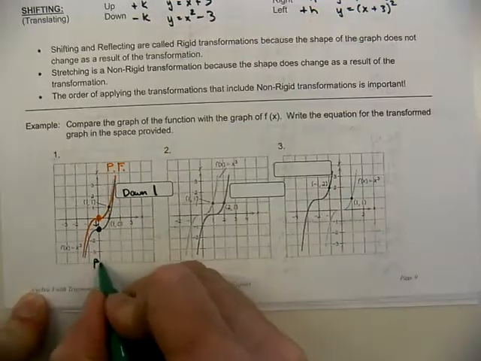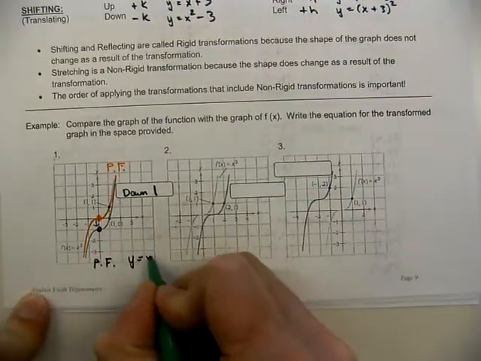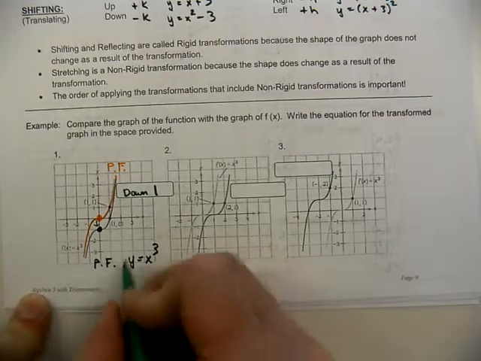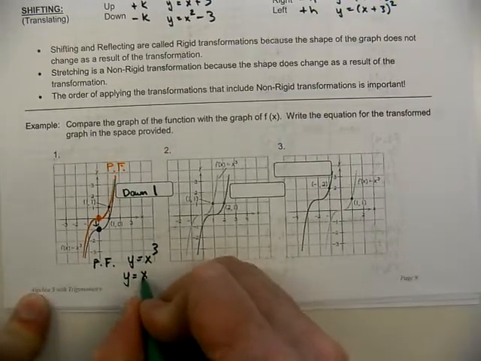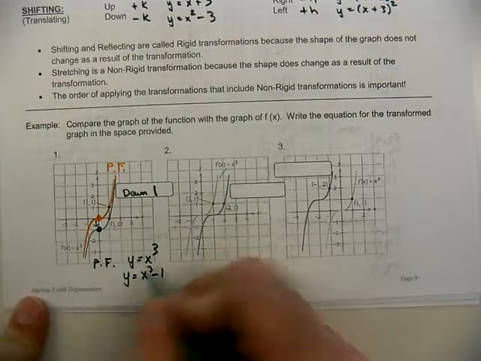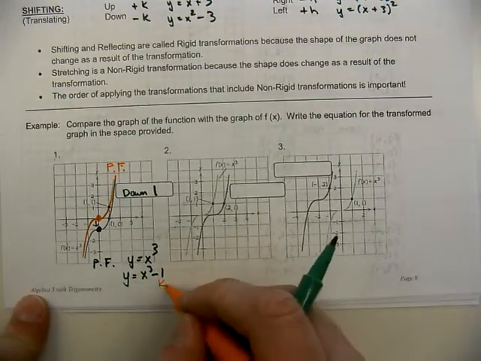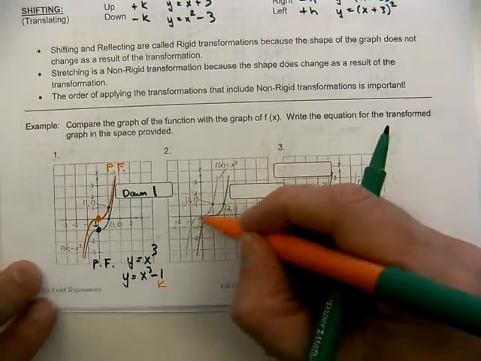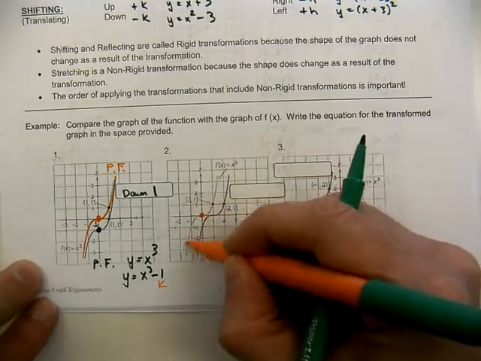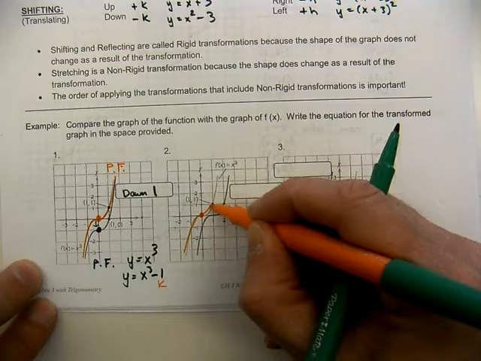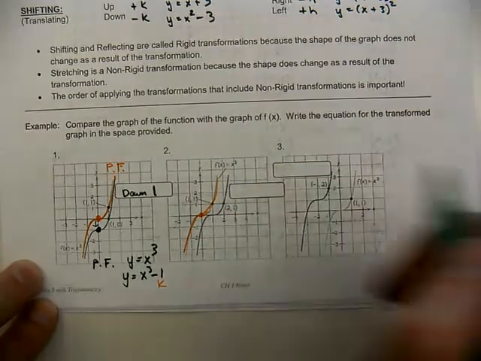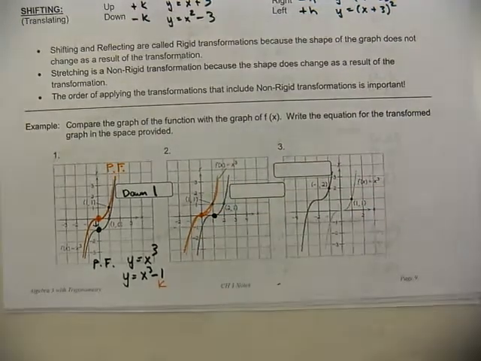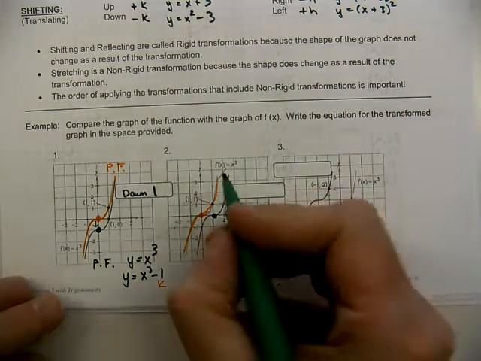So if the parent function is y equals x cubed, then we want to write this as x cubed minus 1. That's the value of k that we are identifying there. That's the vertical movement. Here in problem number 2, here's the inflection point on the parent function. Again, it's at the origin. And we're looking at the inflection point. And you can see that we've just moved it to the right 1 space.